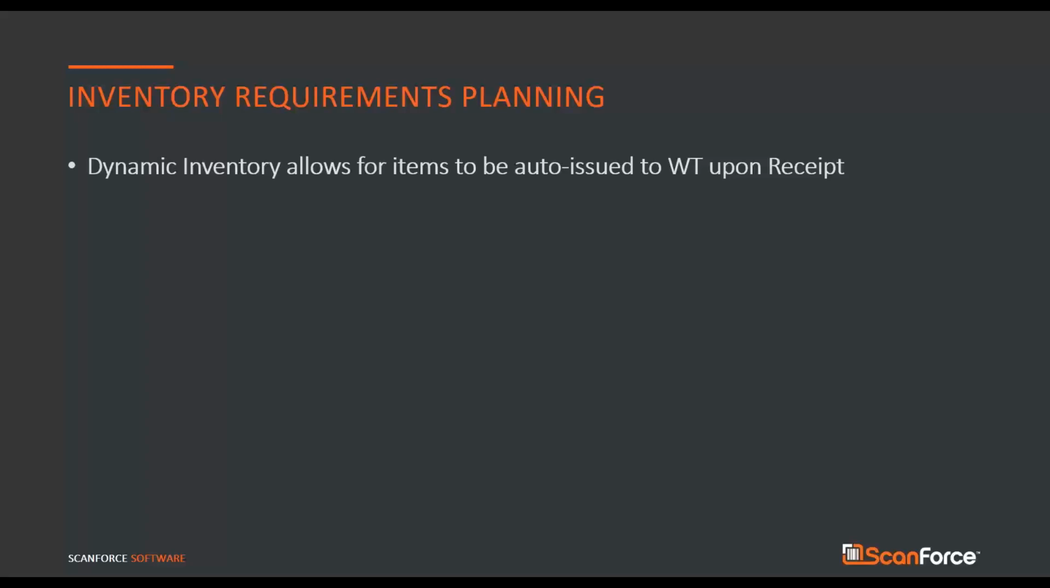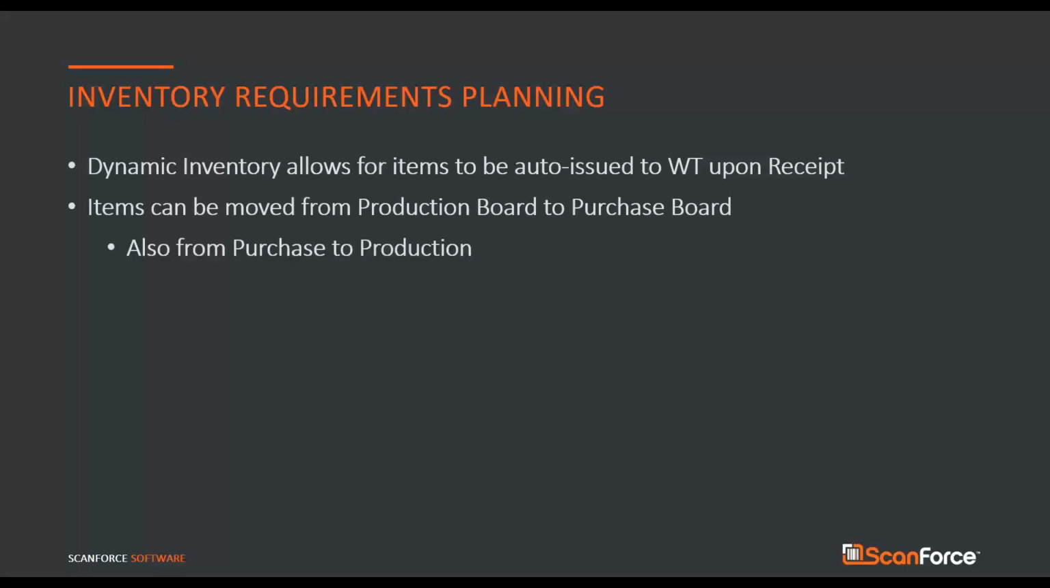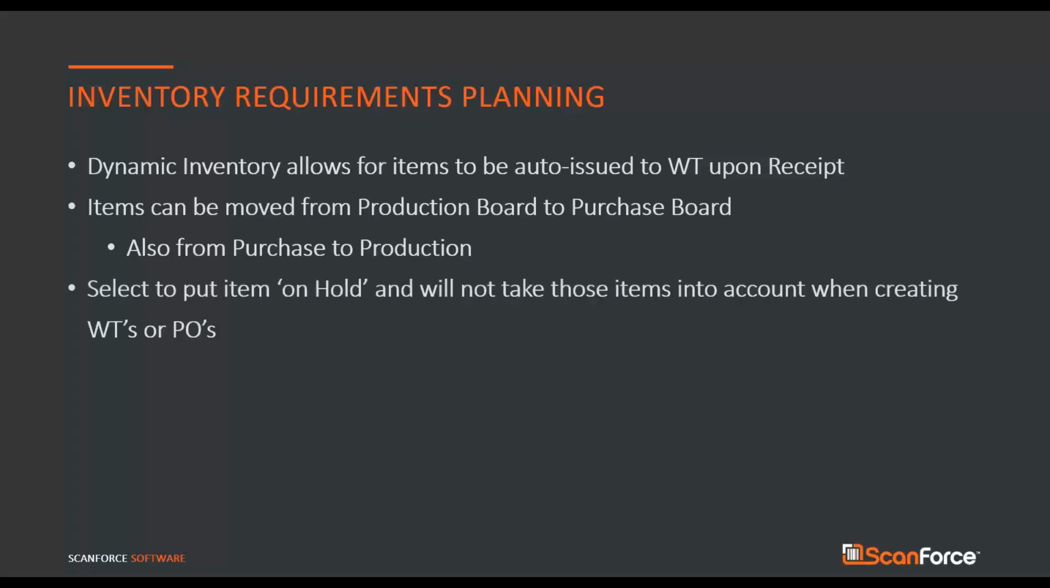you can actually have the items that come in from purchasing automatically be issued to the work ticket. Those boards that I was showing you are referred to as a production board and a purchasing board. So when you're in that, you can move an item from production to purchase. Let's say you realize I don't have time to make this item, but I can purchase it, and there's a vendor tied to the item. You can switch that item from production to a purchasing IRP board, and then when you generate your POs, it'll do that. The vice versa is also true. You can move from purchase to production if you find you do have time to assemble that. You can go ahead and get that done there.